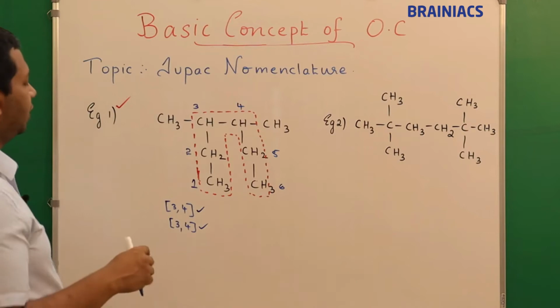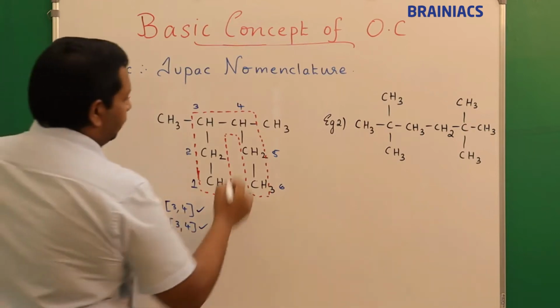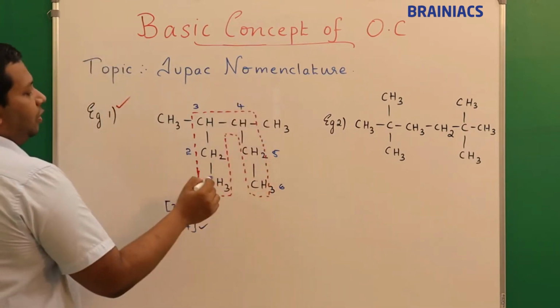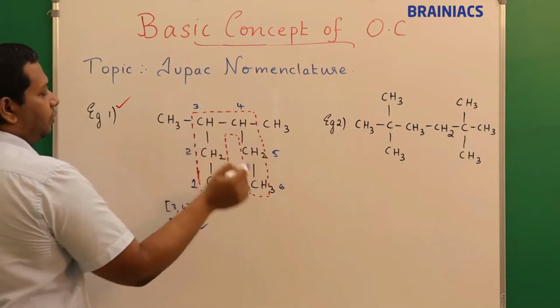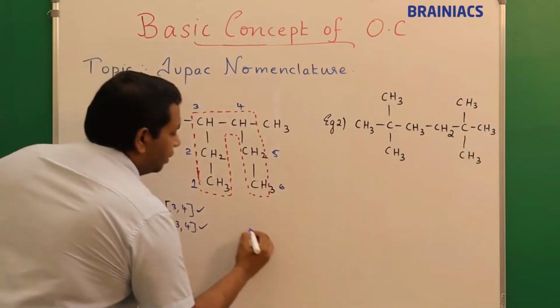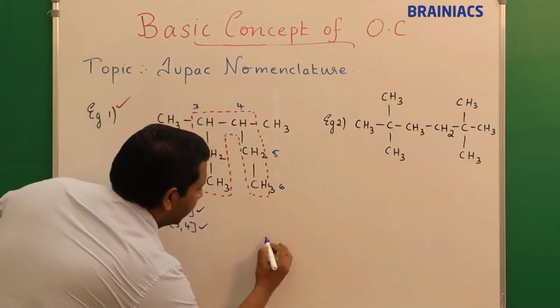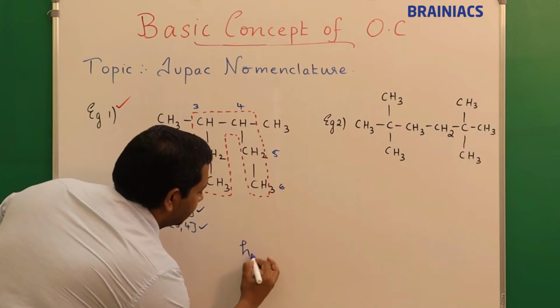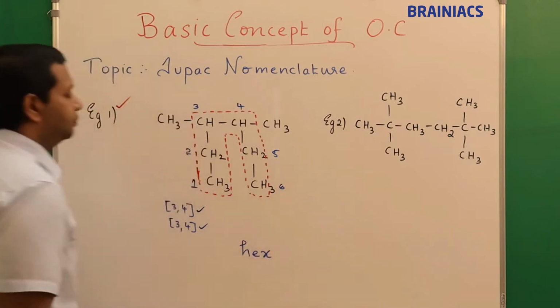We know the format, how to name it actually. You know that first the word root should be there. Word root means 1, 2, 3, 4, 5, 6. In the parent carbon chain, 6 carbon atoms are there. So I can say my word root is hex. Hex is my word root.